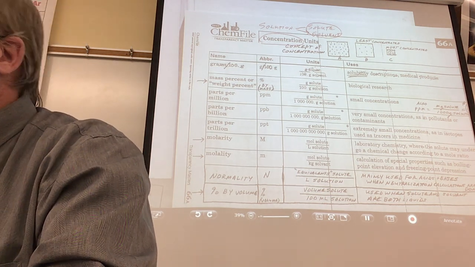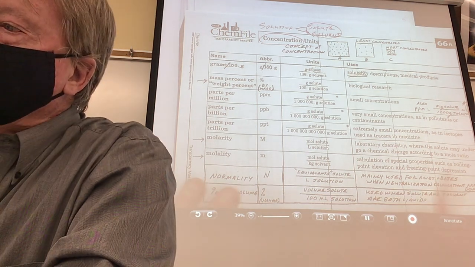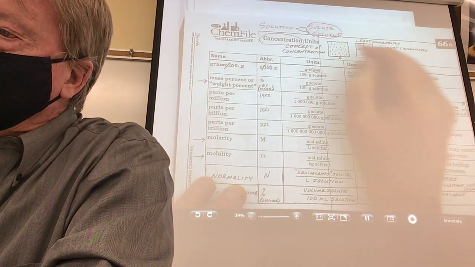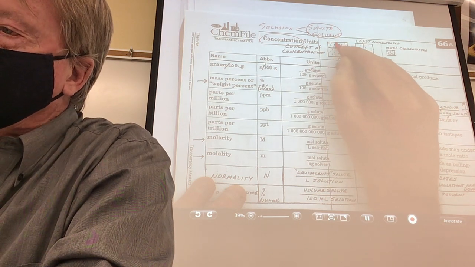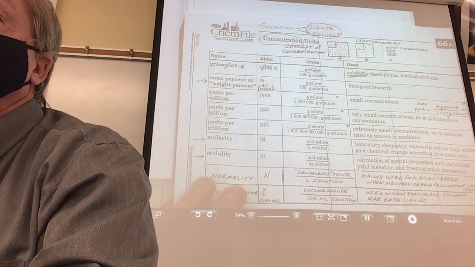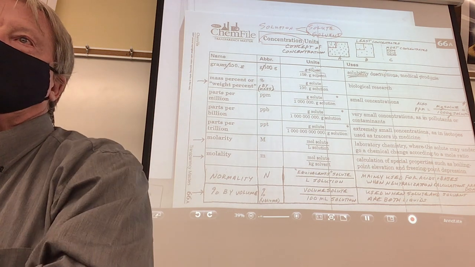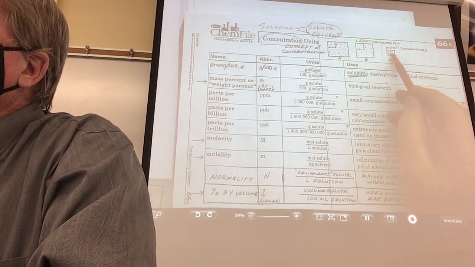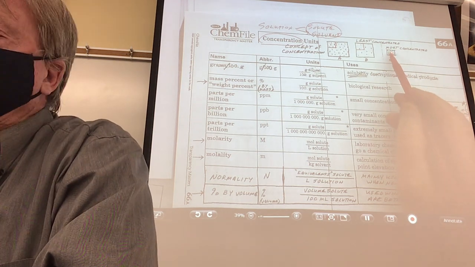Which one's the most concentrated? So see that size there? If you want me to compare, I'd have to draw the same size box in all three cases, wouldn't I? Now, who has the most stuff dissolved in the same amount of volume? This guy.